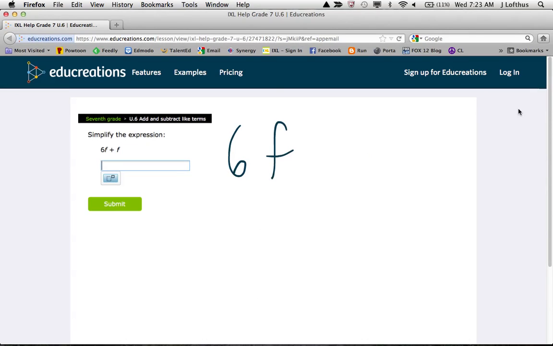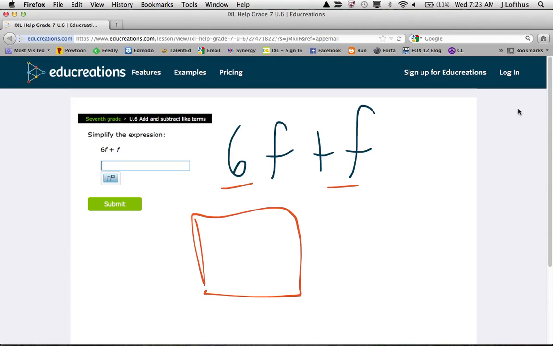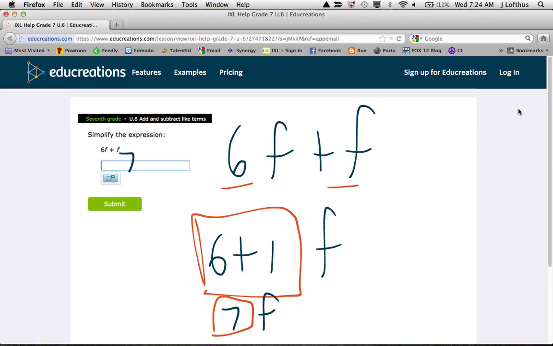The reason I have this one is just a reminder that there's actually a coefficient in front of the f where I underlined it in red. It's a 1. It's kind of a hidden 1. So that's 7f. And let's see if there's one more. And that didn't show up very well, but the answer would have been 7f.